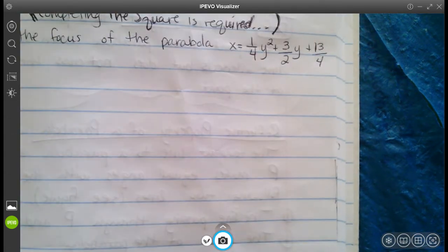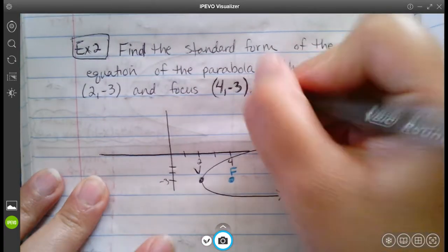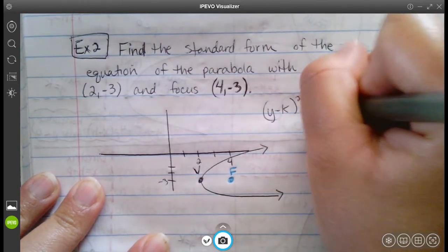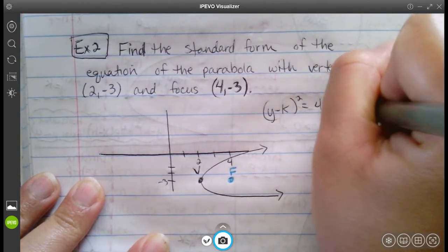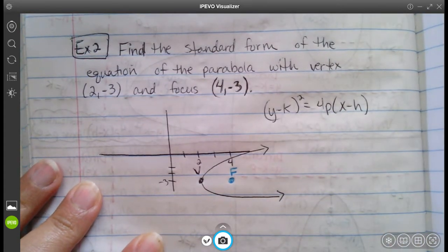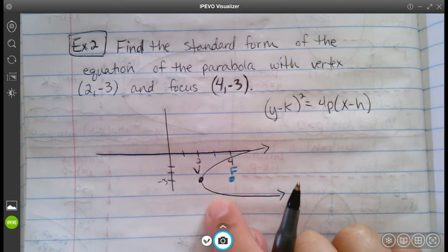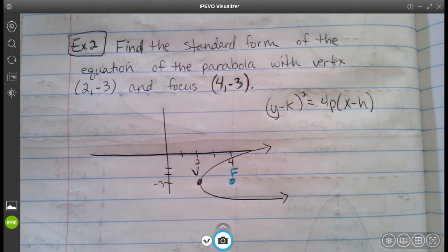I'm going to write that down real quickly so we know what we're looking for here. We have y minus k squared is equal to 4p times x minus h. And of course, p cannot equal 0. We know that because there's a distance between them, so it can't equal 0. So we're going to the right.